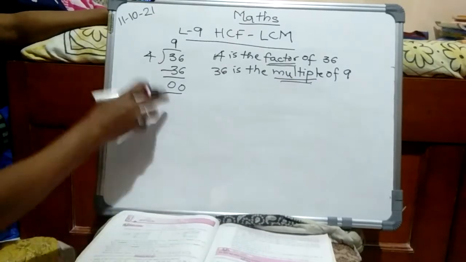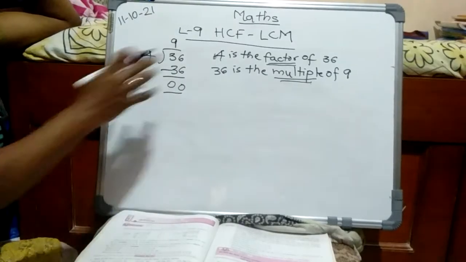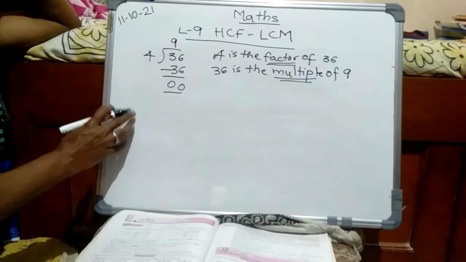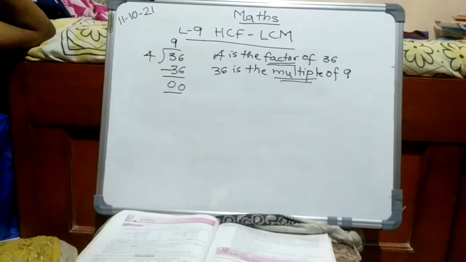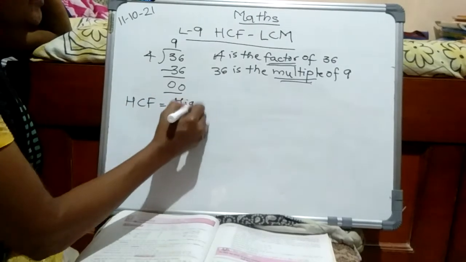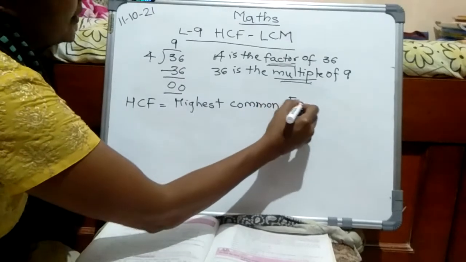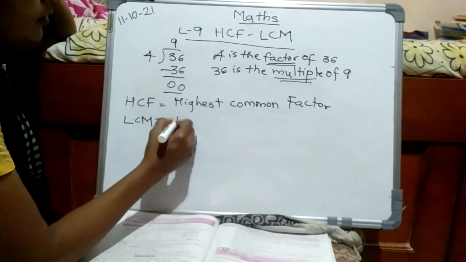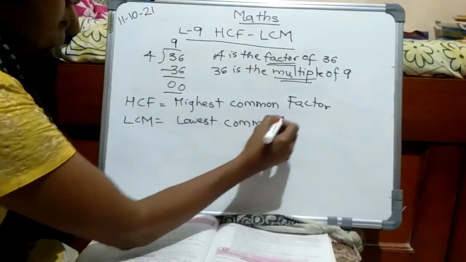When the number is completely divisible and you get remainder 0, then only it is a factor of that number. Now we have to learn HCF with the easiest method. HCF stands for highest common factor, and LCM stands for lowest common multiple.